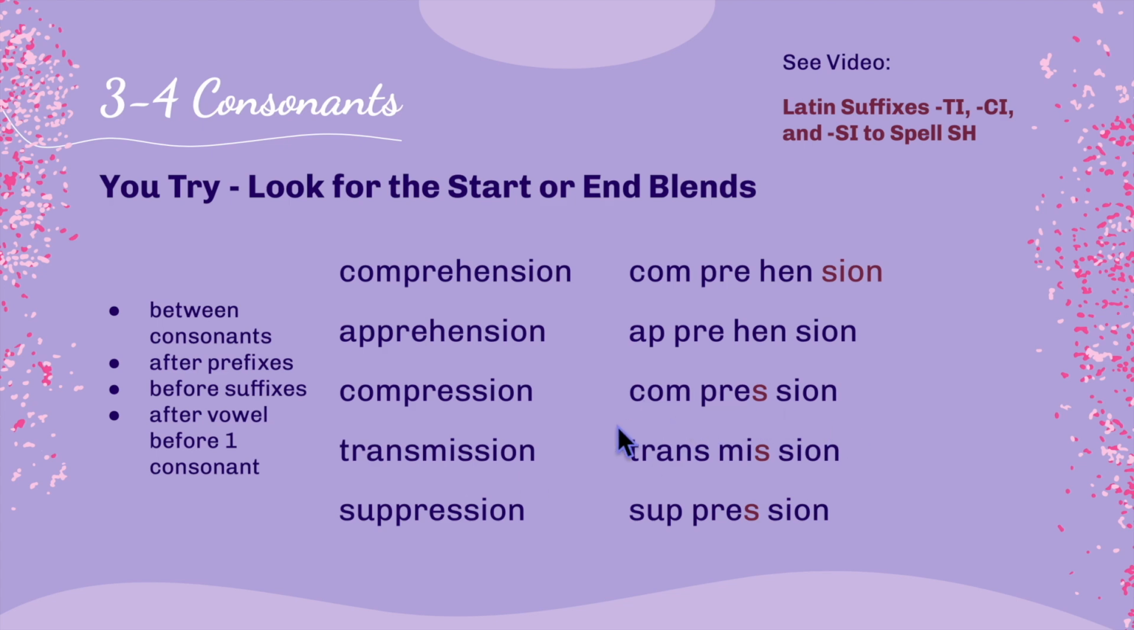Compression. Here we have the prefix trans, so we split after that and before the suffix shun. Just like the word above, this S sound is going to disappear. So we have transmission. Right here we have 3 consonants in a row. We split between the double P's. So we have suppression, where once again, this S sound disappears because of the sh sound.